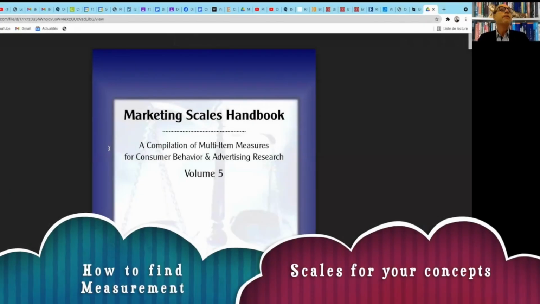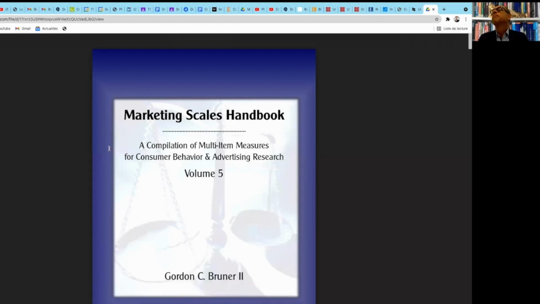The idea is to find measurement scales for concepts you use. Concepts are the variables that you use in your conceptual model, which you want to test. Antecedents, that is factors that influence a phenomenon, and consequences, factors that are influenced by the independent explanatory variables, like, for example, intention to use, intention to recommend a product, attitudes, the fact of doing word of mouth. So there is a large number of dependent variables you can think about.